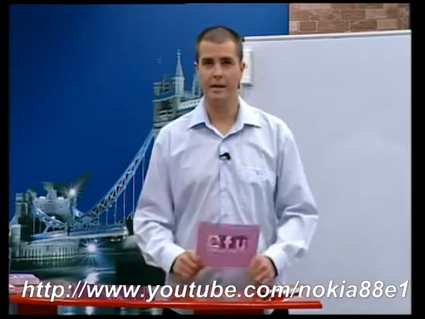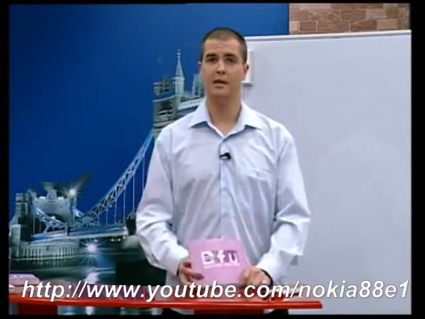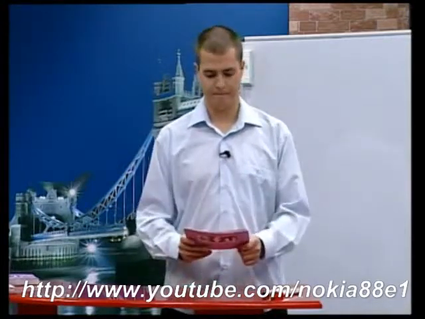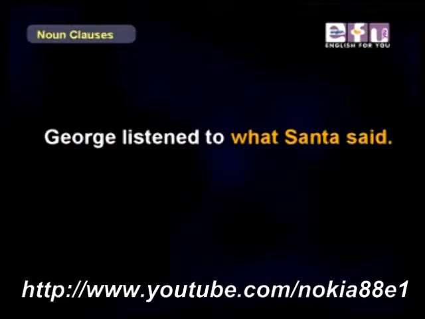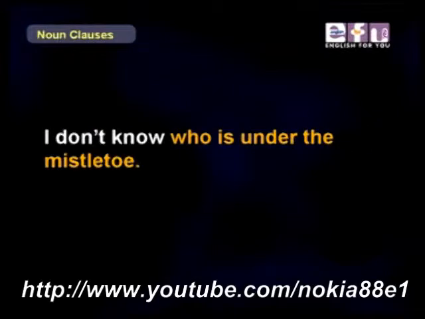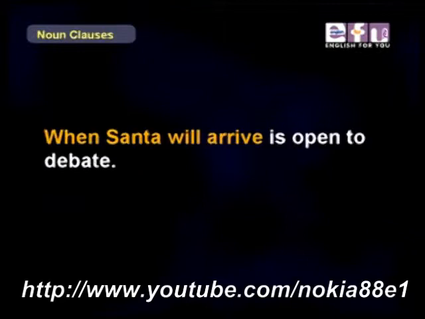A noun clause is a clause that can be used both as a subject and as an object. And a noun clause has its own subject and its own verb. In the first sentence, where the Christmas tree was is a noun clause used as the subject of a sentence. In the second sentence, what Santa said is the noun clause, and it's used as the object of the preposition to. In the third sentence, who is under the mistletoe is the noun clause. It's used as the object of the verb know. And in the fourth sentence, when Santa will arrive is the noun clause. It's used as the subject of the sentence.